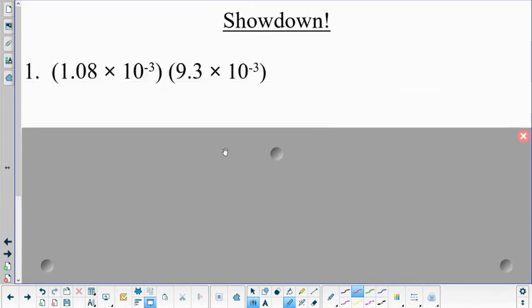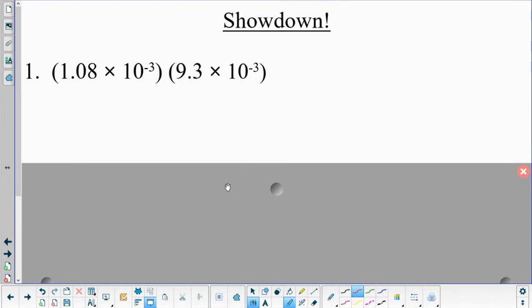So our first problem is a multiplication problem. So 1.08 times 10 to the -3rd power times 9.3 times 10 to the -3rd power. Go ahead and pause your video. All right, what did you get? You should have had 1 times 10 to the -5th power.